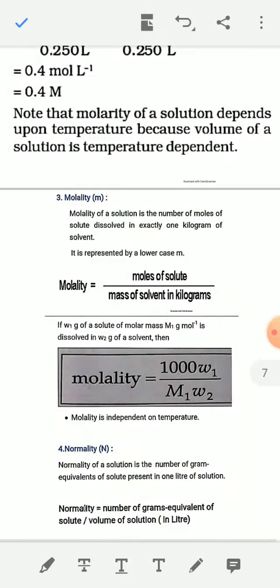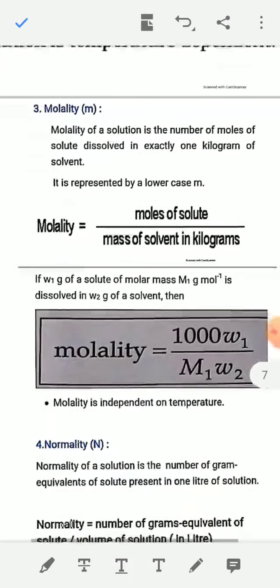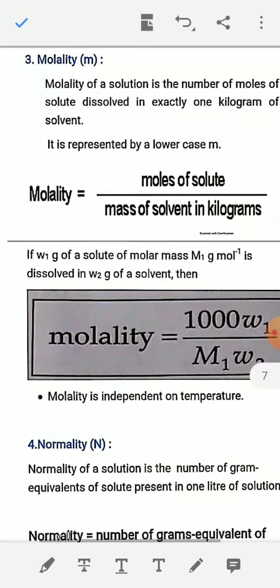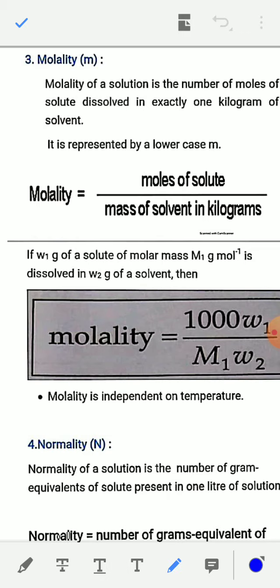Next type of concentration unit is molality, and it is expressed by small m. Molality means number of moles of solute per kilogram of solvent, not per liter of solution. It is per kg of solvent. Molality means number of moles of solute per kg of solvent.